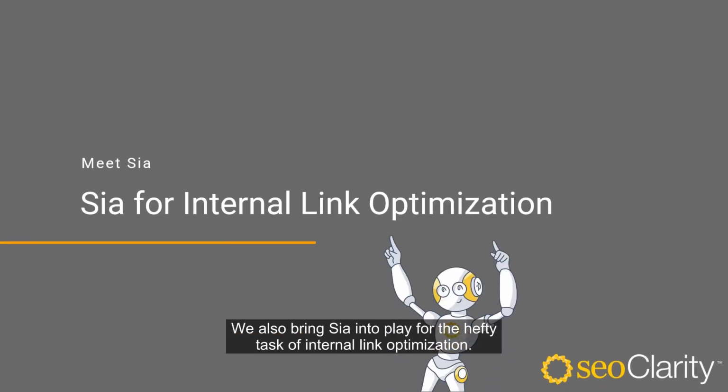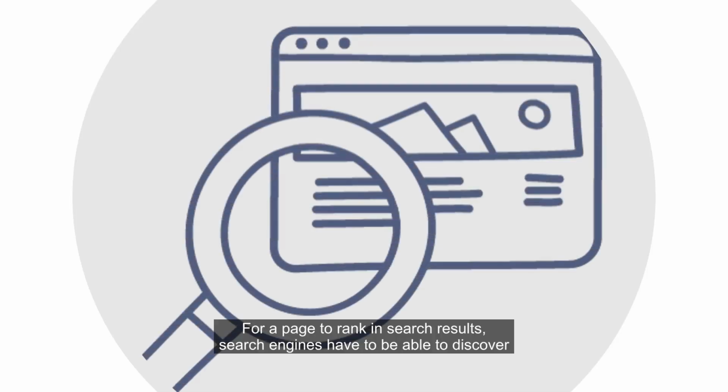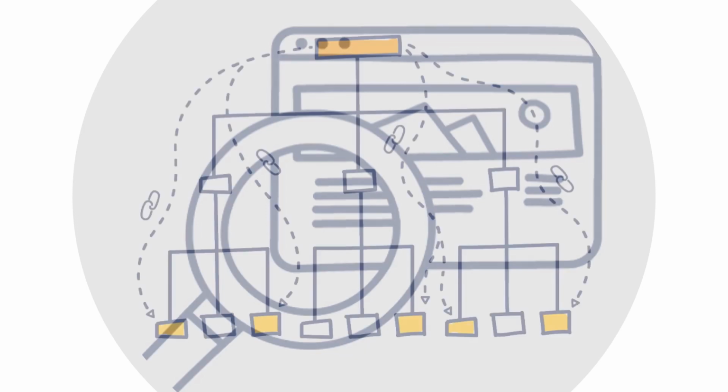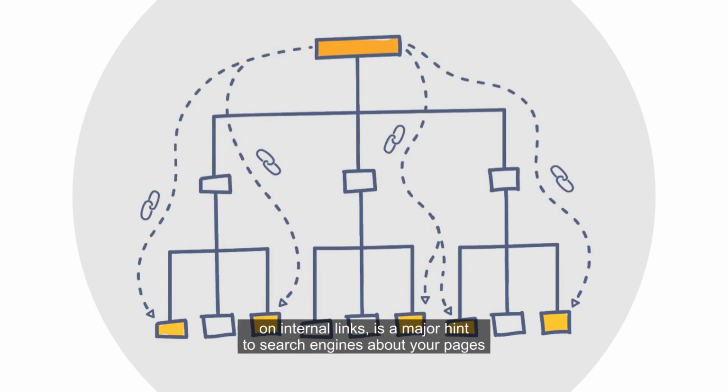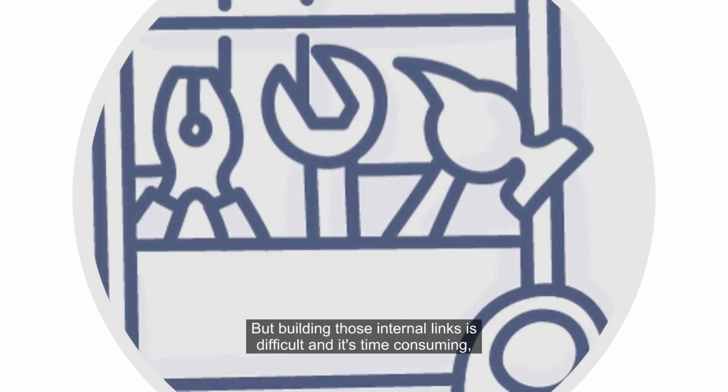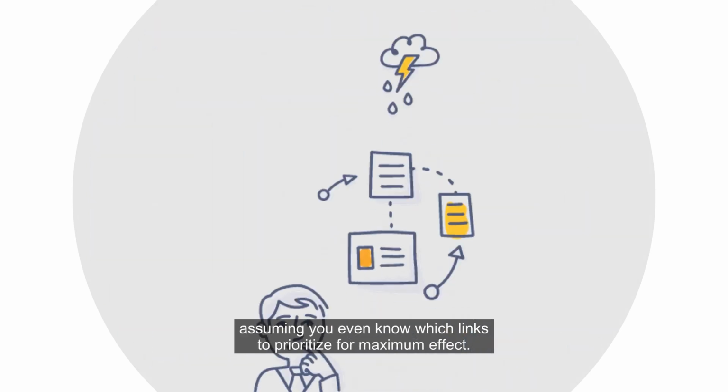We also bring Sia into play for the hefty task of internal link optimization. For a page to rank in search results, search engines have to be able to discover it and understand how it fits in with the rest of your site. The structure of your site based on internal links is a major hint to search engines about your pages they should be indexing and ranking. But building those internal links is difficult and it's time-consuming, assuming you even know which links to prioritize for maximum effect.